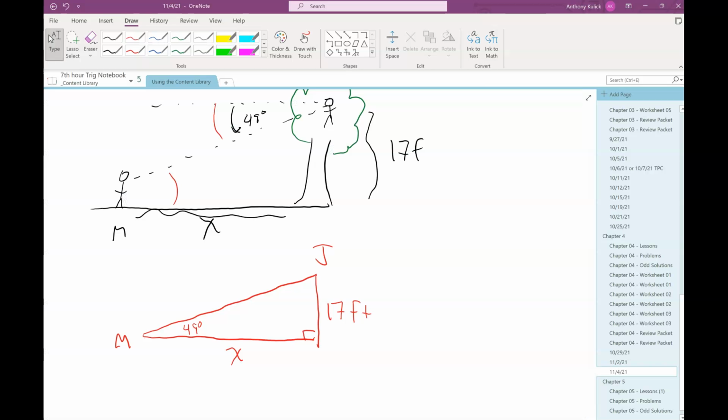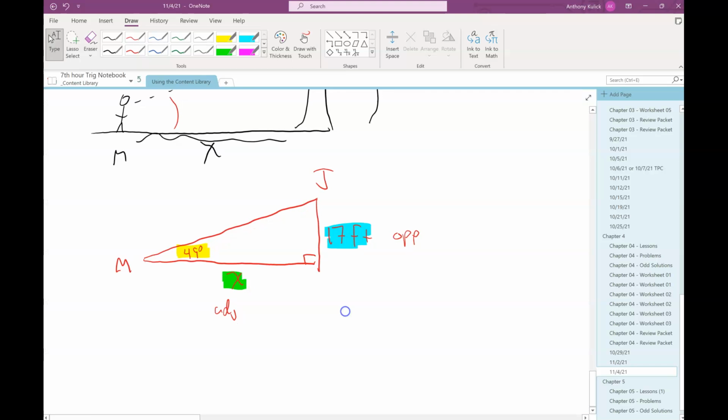SOHCAHTOA time again. So relative to the angle 49, what is the 17? The side I know. Is that opposite, adjacent, or hypotenuse? Opposite. And the side I want to know, the x, is adjacent or hypotenuse? Adjacent. Oh, well, yep, that's the hypotenuse. No, it's not. It's adjacent. So which trig function should I be using here? So, sine. Wait, opposite. So, opposite over hypotenuse. No, it's cosine. No, it's not.